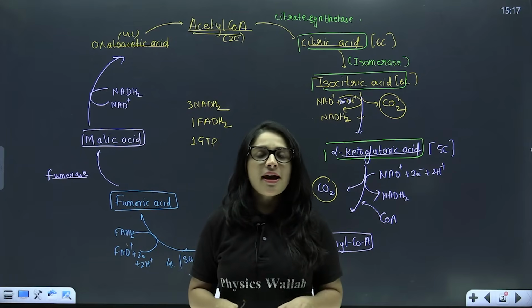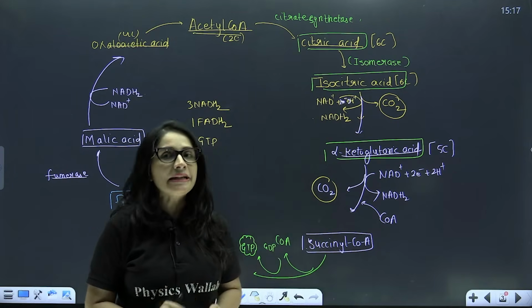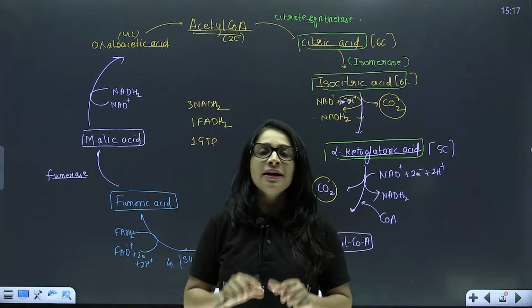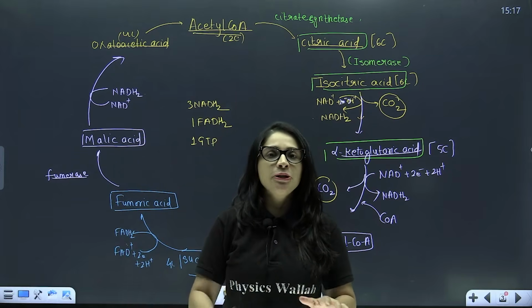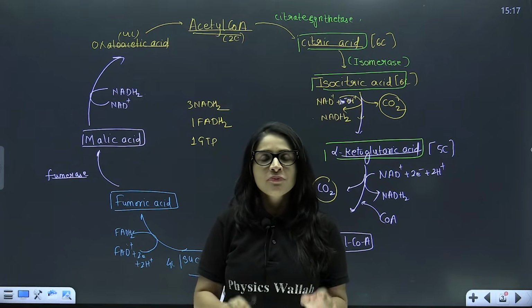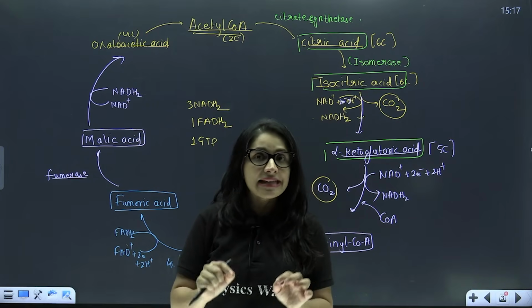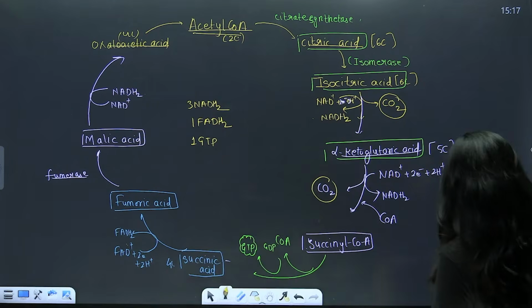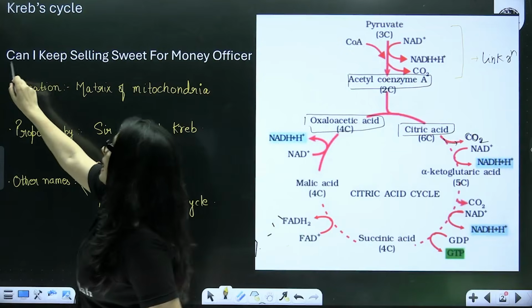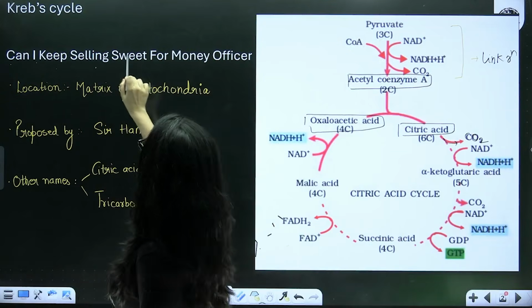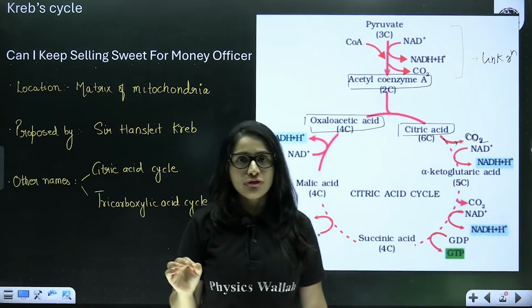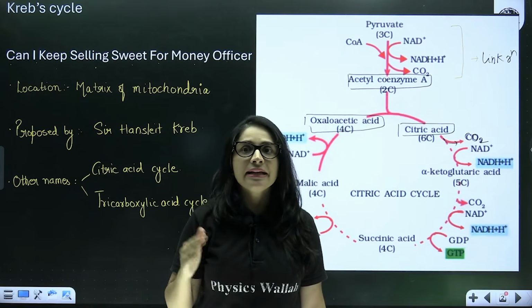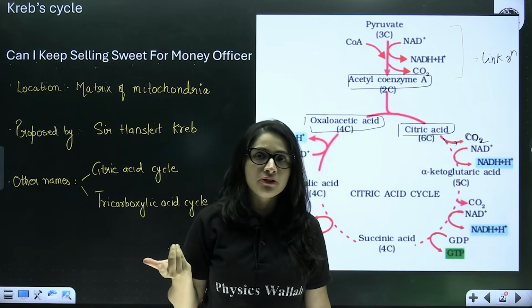So now here I am going to share with you an amazing mnemonic. If you remember that, then all the steps, all the intermediates will be absolutely forever clear in your mind. So my simple mnemonic says, can I keep selling sweets for money, officer? So I'm asking an officer, can I keep selling sweets for money, officer?